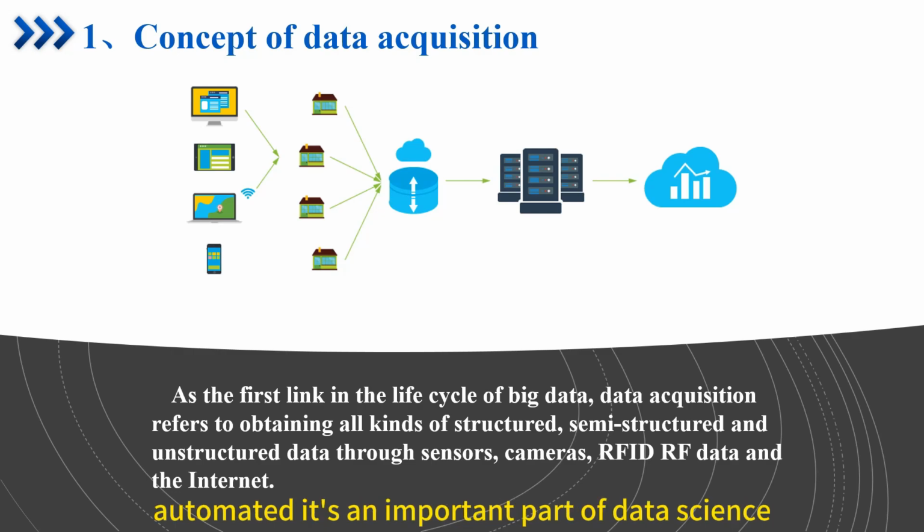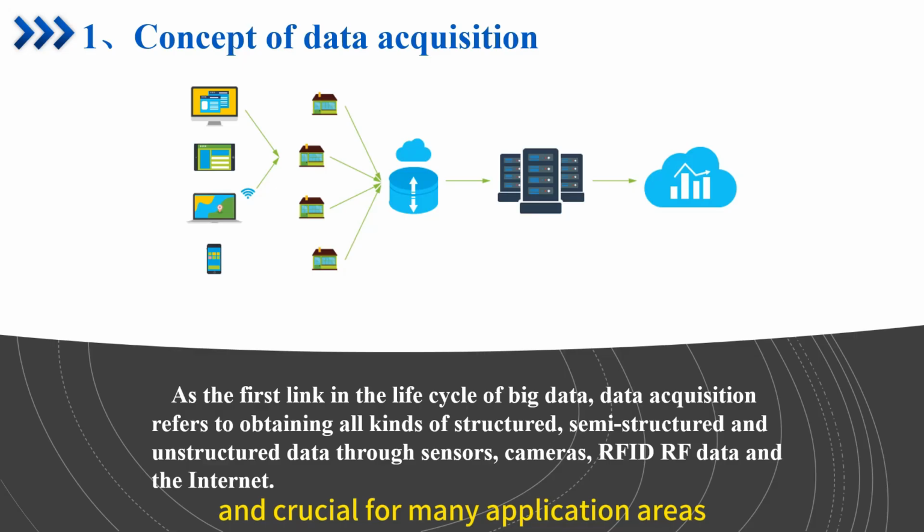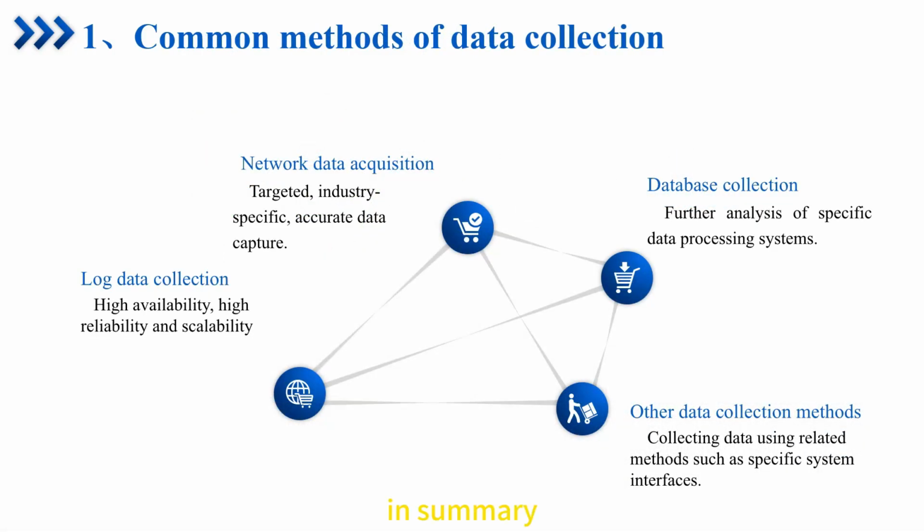It's an important part of data science and crucial for many application areas, including market research, social media analysis, finance, healthcare, and logistics, among others. In summary, data collection is a crucial component of AI, as it provides the raw data that is used to train and validate machine learning models. There are several methods for data collection, and once the data is collected, it needs to be processed and stored in a format that can be easily used for analysis and model development.